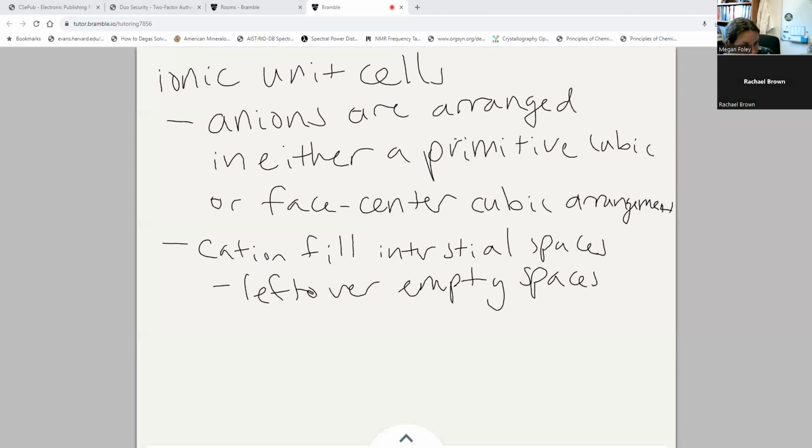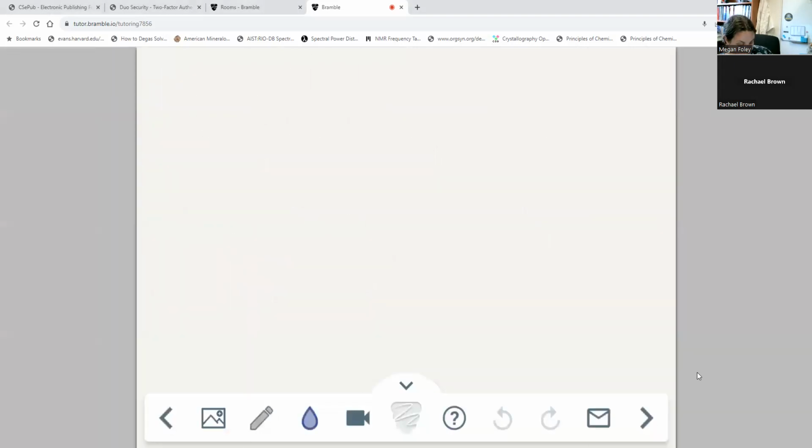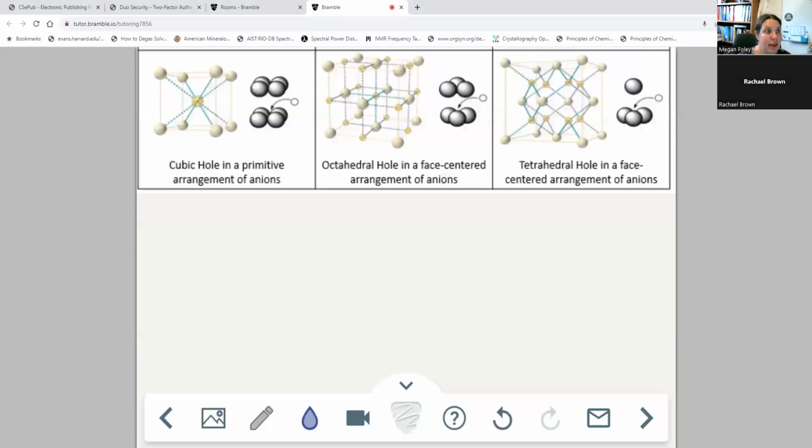So these are metals in cation, or nonmetals making up the outer parts. And then, this is a primitive cubic arrangement. These are both face-centered arrangements. And then in the center here, it looks very much like a body piece, but we call this a cubic hole.